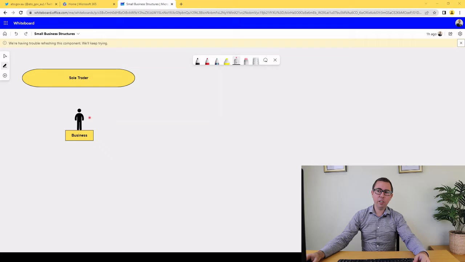The disadvantages here, you obviously can't go into business as a sole trader with someone else, so that won't work here. The tax rate can be varied, so it can be anywhere from 0 to 47%, which depending on how much money you make is not going to be a good strategy.